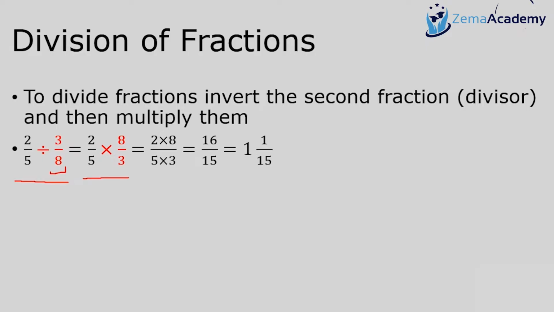That's a top-heavy or improper fraction. Now we just follow the same rule we followed for the other multiplication sums. So we multiply the numerators together, so we get 2 times 8 at the top. We multiply the denominators together, we get 5 times 3 at the bottom, which is 15. So we end up with 16/15. Now again, that's an improper fraction, so ideally we can take it to be a mixed fraction of 1 and 1/15.